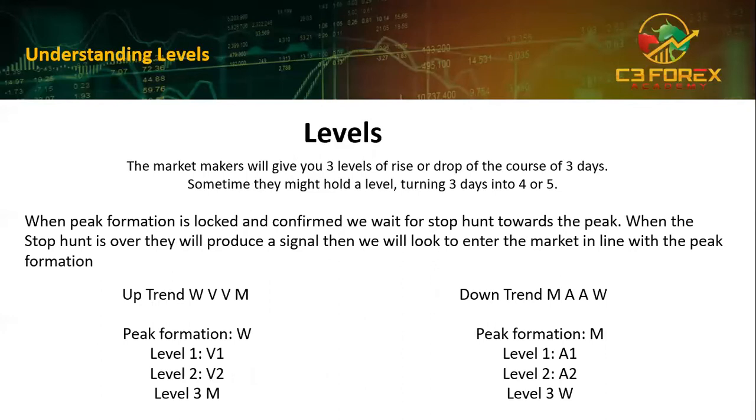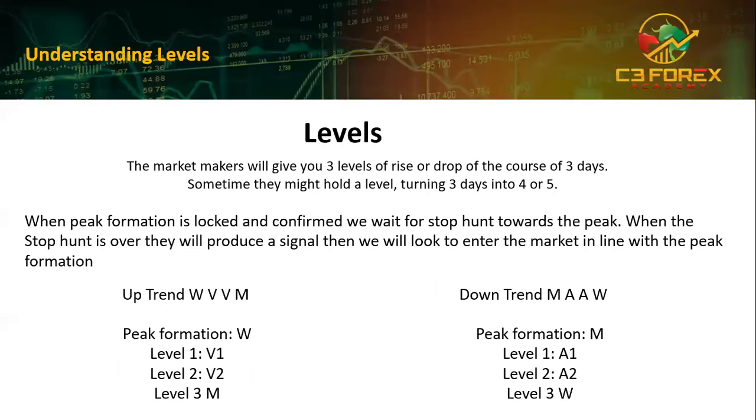When the peak formation is locked and confirmed, we wait for a stop hunt towards the peak. When the stop hunt is over, they'll produce a signal, then we look to enter the market in line with the peak formation. In the uptrend, you have a WVVM. The peak formation will be a W. Level 1 will be V1. Level 2 will be V2. Level 3 will be your M formation.